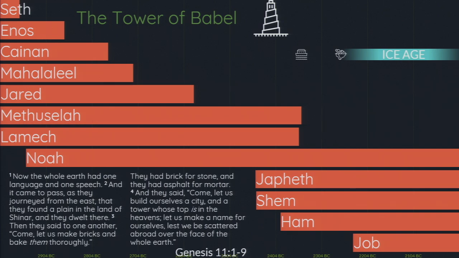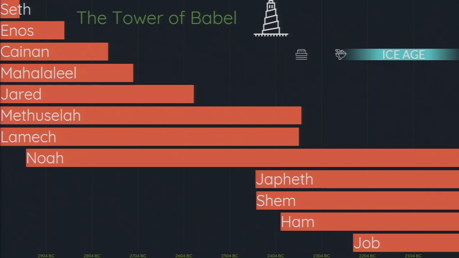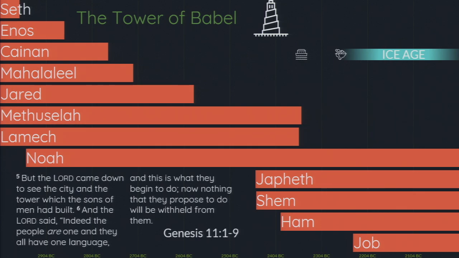Now the whole earth had one language and one speech, and it came to pass as they journeyed from the east that they found a plain in the land of Shinar, and they dwelt there. Then they said to one another, come, let us make bricks and bake them thoroughly. They had brick for stone and they had asphalt for mortar, and they said, come, let us build ourselves a city and a tower whose top is in the heavens. Let us make a name for ourselves, lest we be scattered abroad over the face of the whole earth. Gee, wouldn't that be unfortunate if you actually did what God told you to do?